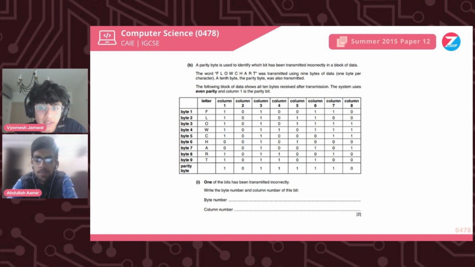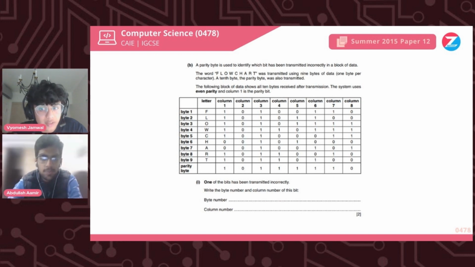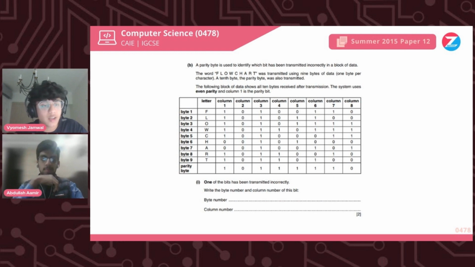And I would also say that column number six has again odd parity, because there are 7 ones. Let me just check. Yes, there were seven ones. So that's an odd parity, and the system uses an even parity, which tells us that the issue would be in the intersection of both of these.